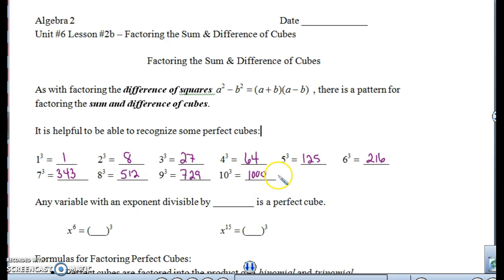Probably if you know 1 through 5, you can recognize those most often, but you do run into 6 and above occasionally. If you're not sure, you can always take the cube root of something to see if it's a perfect cube.